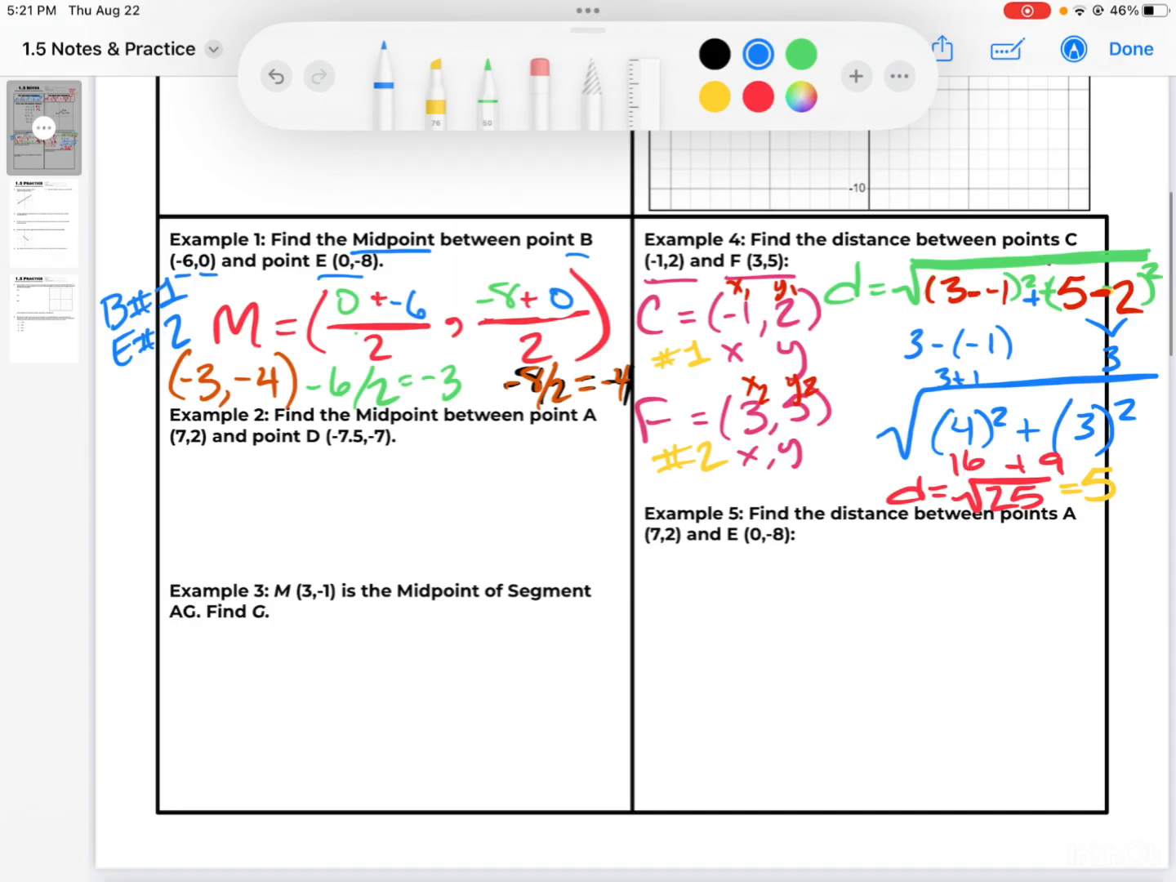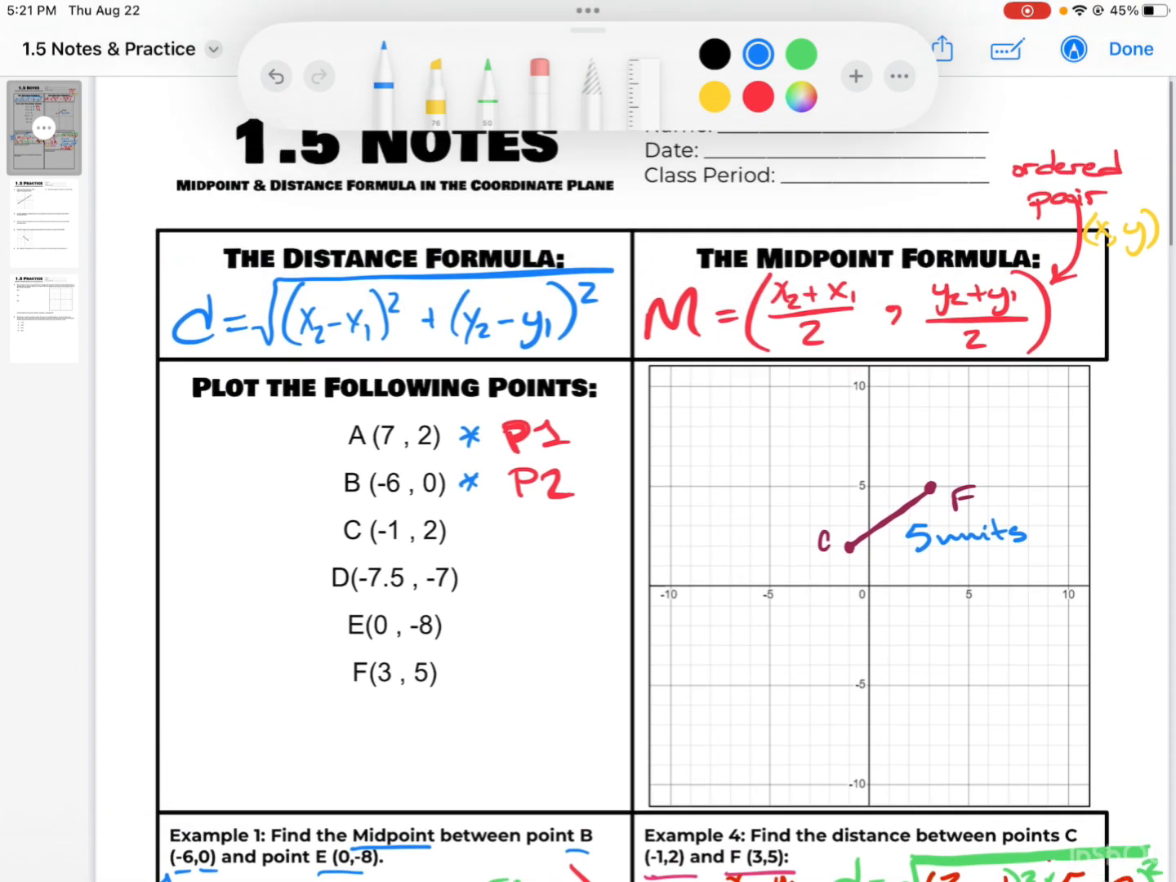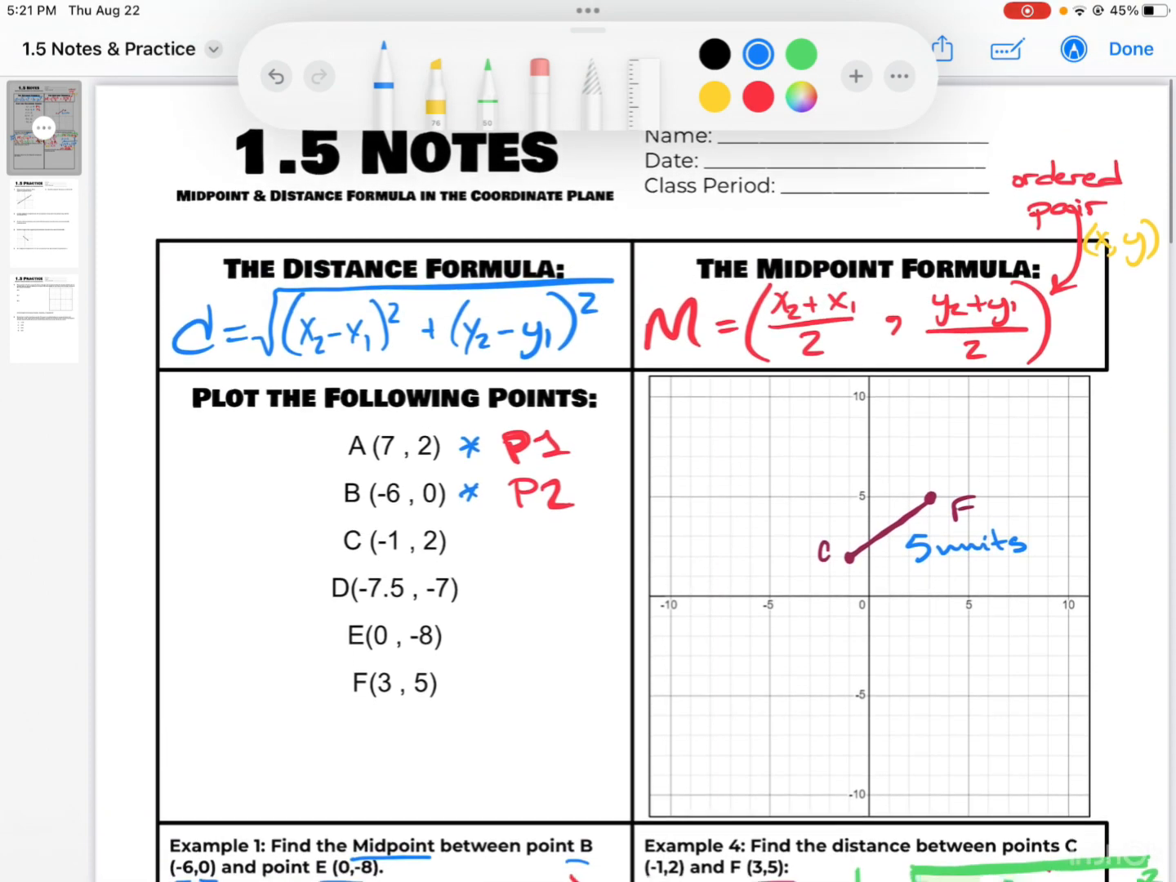So again, for example 2, example 3, you'll be using the midpoint formula as I did with number 1. And for example number 5, you'll be using the distance formula as I did with example number 4. So just make sure that you keep track of points 1 and 2. Whichever one you designate, keep it that way. And then make sure that you are staying organized as the problem gives you information and you are plugging that information into the formula. Other than that, follow your order of operations and good luck.